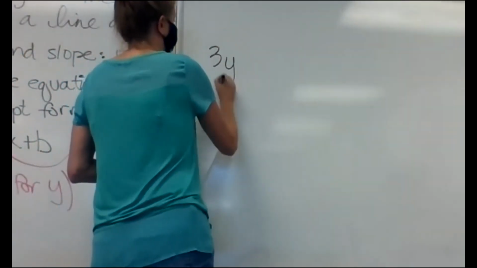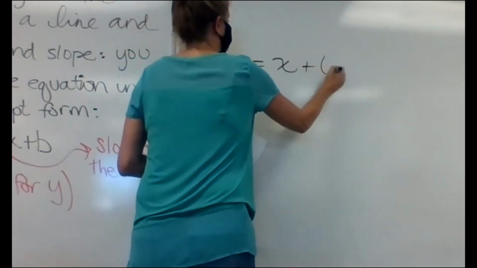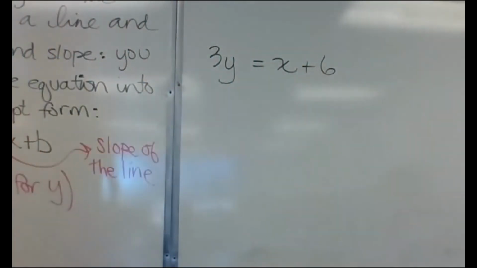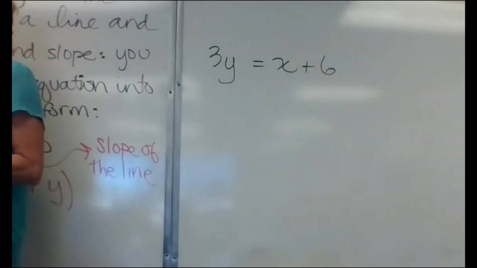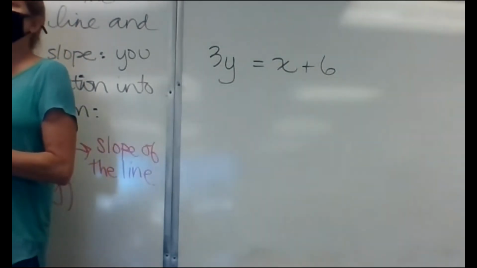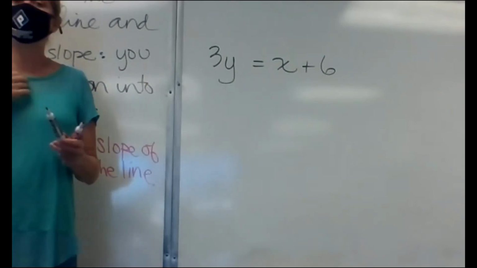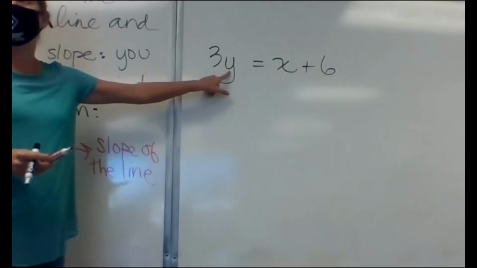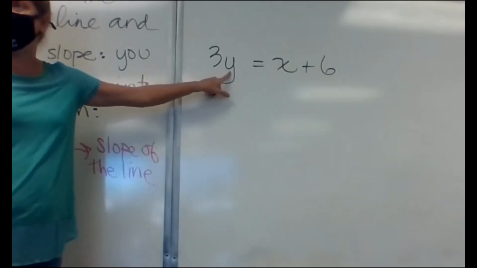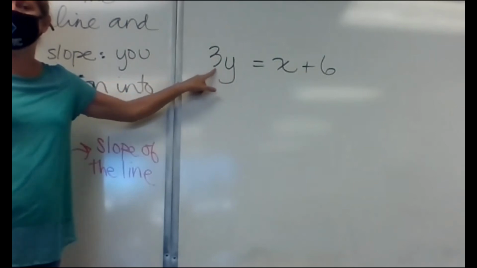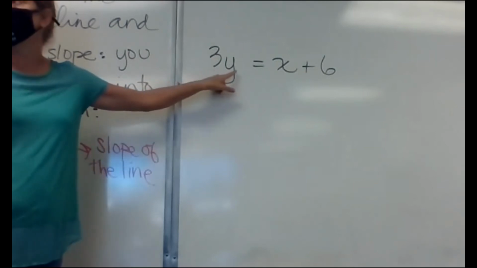equals x plus 6. So the y is not by itself. The reason we do chapter 2 before we do chapter 3 is we have to know how to solve equations. We have to know the rules to solve equations, to get what we want to be by itself. What do we want to be by itself? Y. Who needs to go away in order for y to be alone? That 3 does.